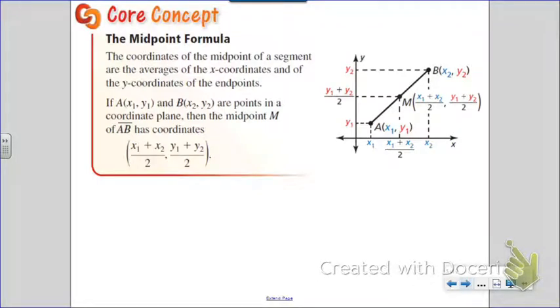Midpoint formula. The coordinates in two dimensions of a midpoint of a segment are the averages of the x-coordinates and the y-coordinates of the endpoints. If I have a point A at x1, y1 and B is at x2, y2, there are points in a coordinate plane, then the midpoint M is going to have coordinates of x1 plus x2 divided by 2, y1 plus y2 divided by 2.